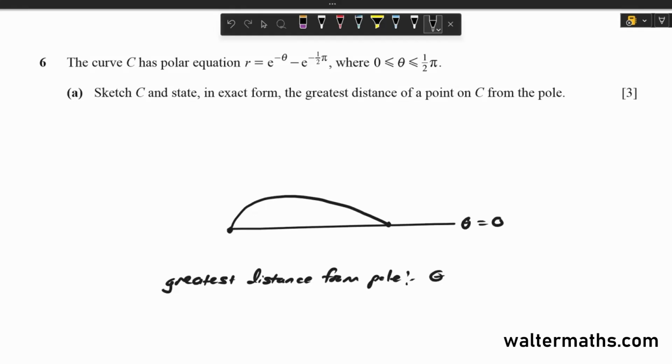So we're saying the greatest distance from the pole occurs when theta equals 0, and when theta is 0, we'll be having r is equal to e to the 0 minus e to the minus half pi, which would give us 1 minus e to the minus half pi. So since they want the answer in exact form, this is the answer we get for the greatest distance from the pole. And that's how we do it for part A. Let's move on to the next part.